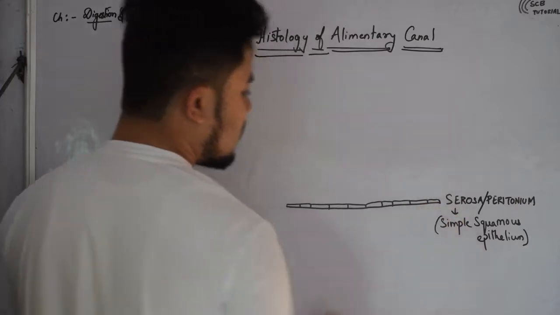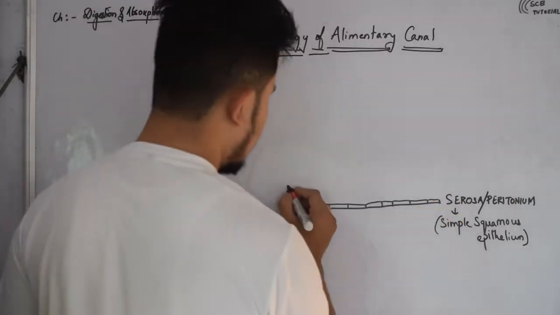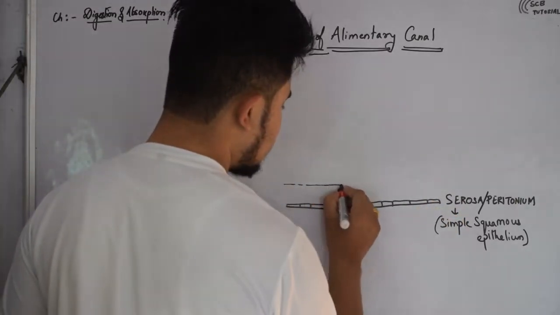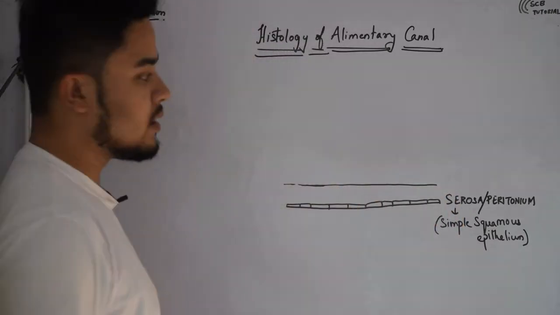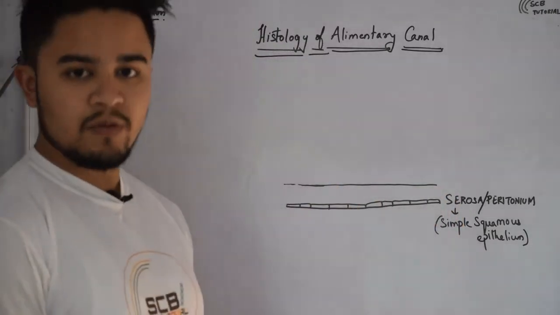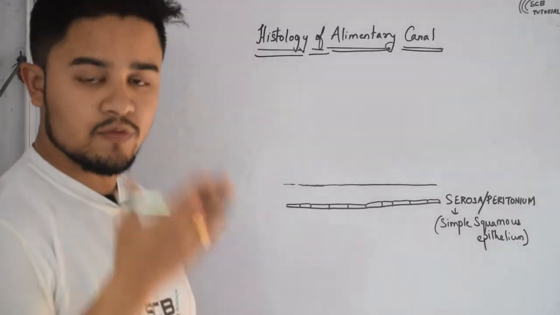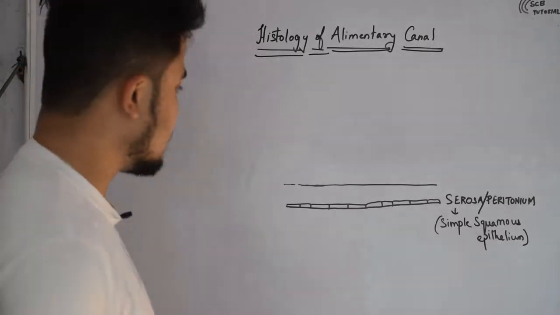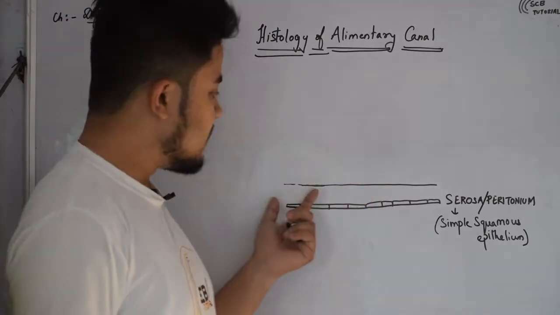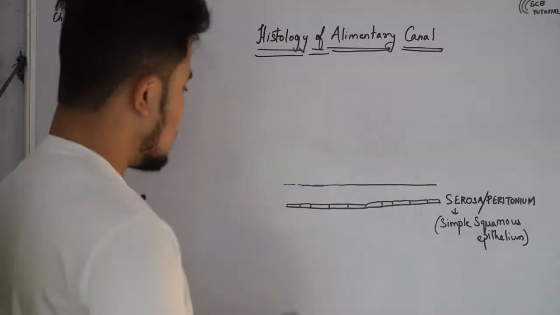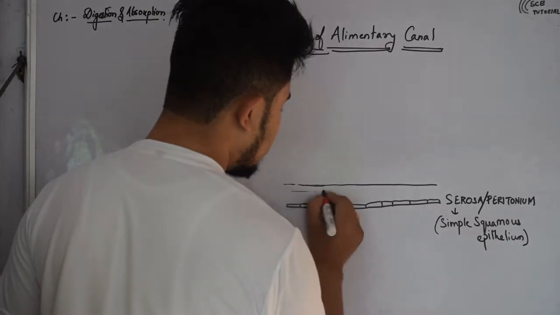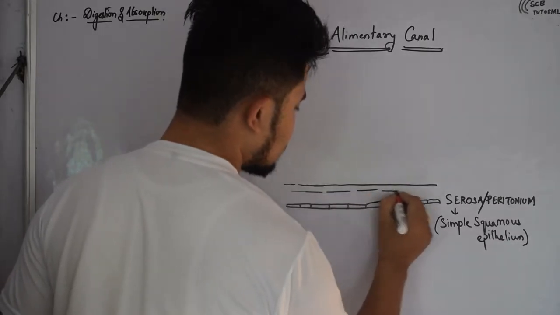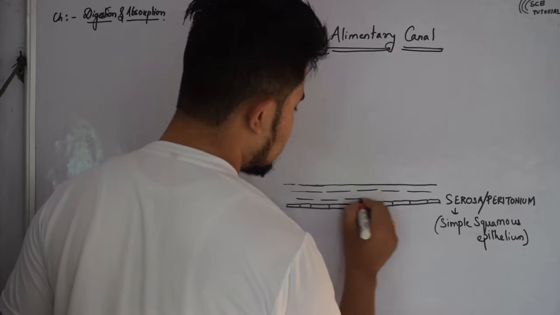Next to the serosa, there will be the muscularis layer. It is a muscular layer, but it is made up of two types of muscle. One exception is there, we will discuss that exception, but basically it is made up of two types of muscle. The outermost muscle is the longitudinal muscle.